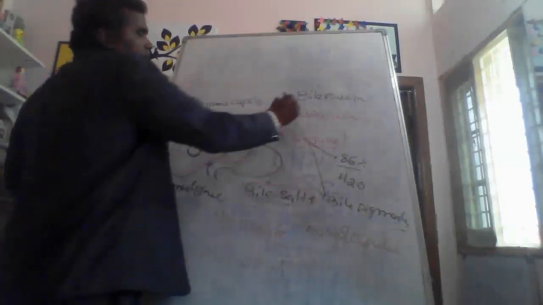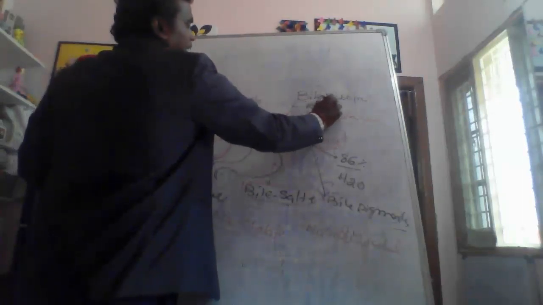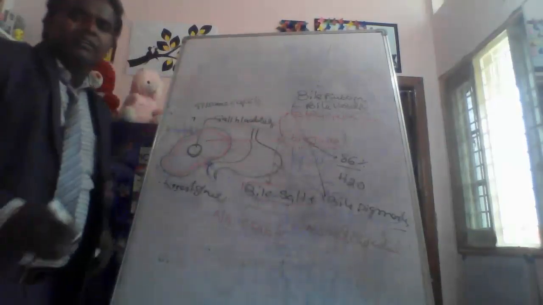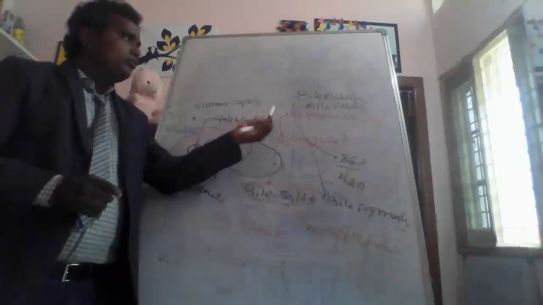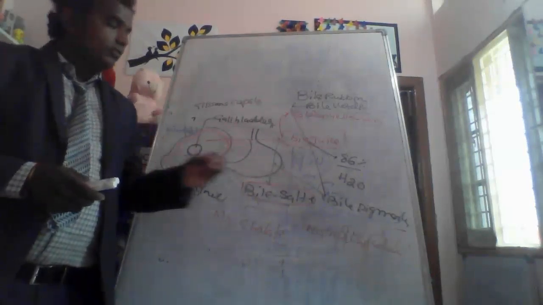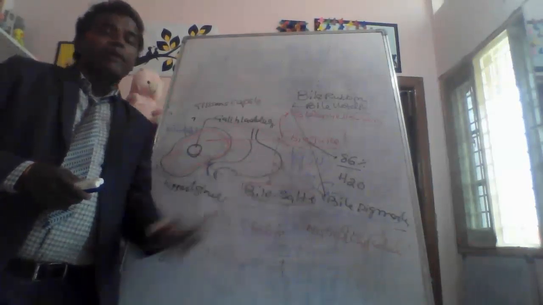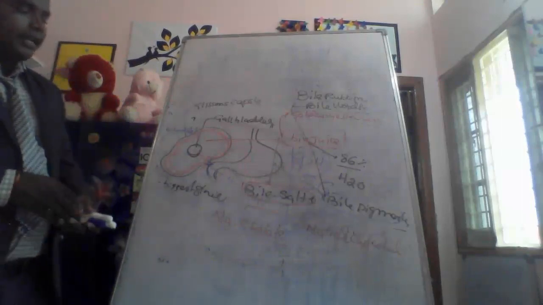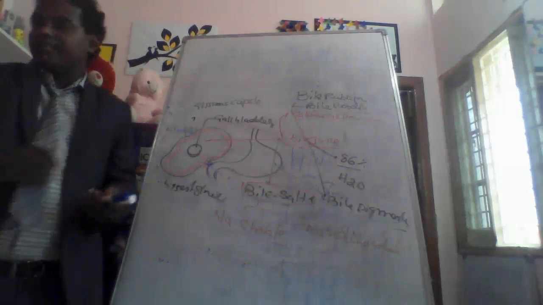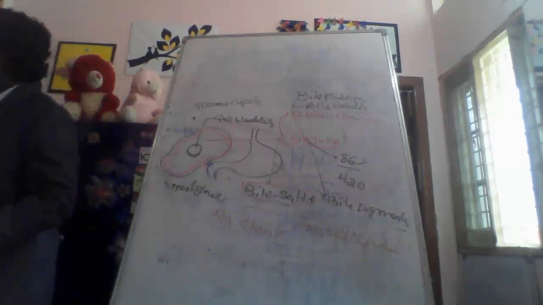Bilirubin. Next? Biliverdin. Bilirubin. Next, number 2, biliverdin. These are the two types, so bile salts and bile pigments are there, right? Next, what is the function of bile juice? And one more important thing to remember.